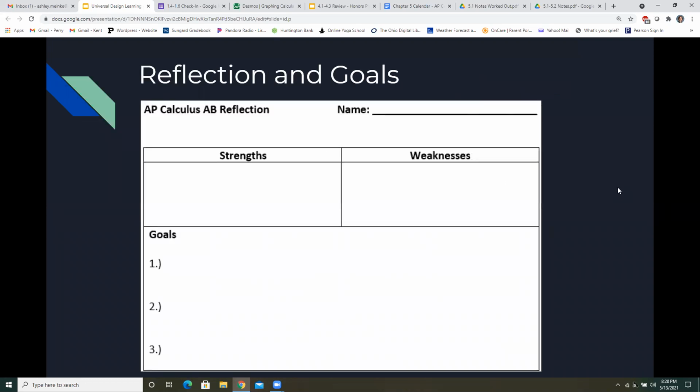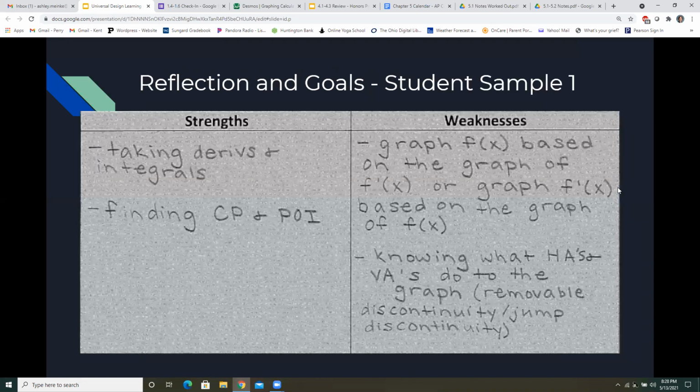And pairing with that is the reflection and goals assignment. After they completed their test corrections, they had to then break down their strengths and weaknesses and then three goals for themselves before the AP exam. And I have a few examples of student work listing their strengths and weaknesses. Notice the students were very specific, and I appreciated that.